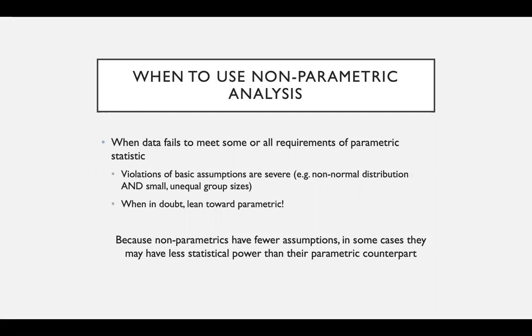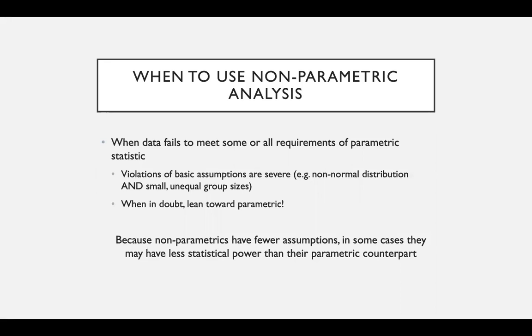For example, in an exercise physiology study, you may have a very small sample size made up of both trained and untrained subjects receiving the same intervention. And we know that can create some non-normality within the sample.